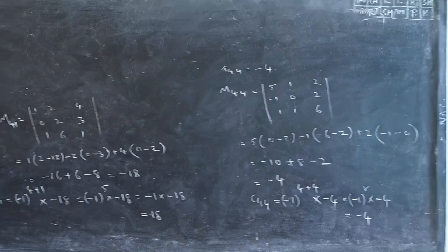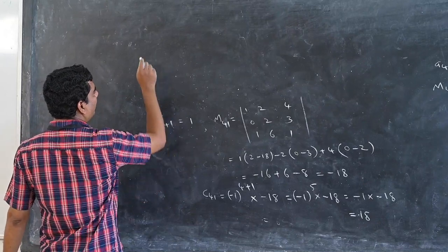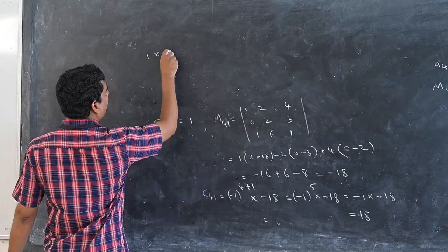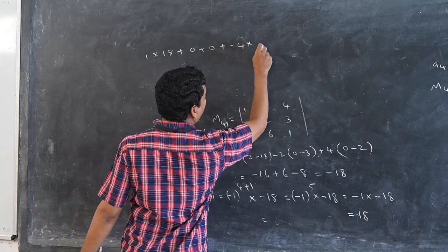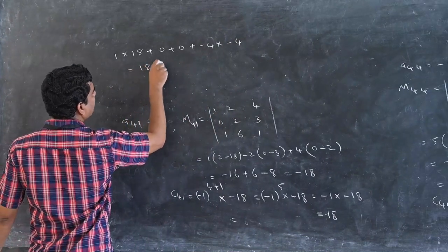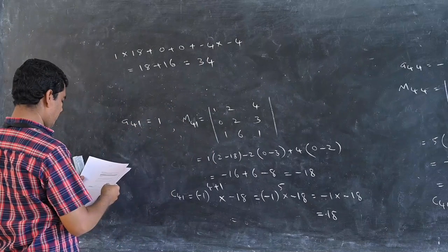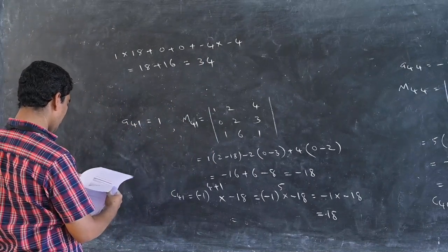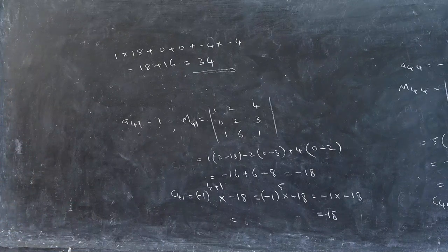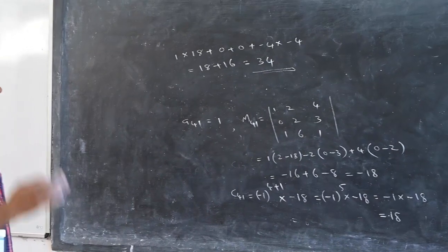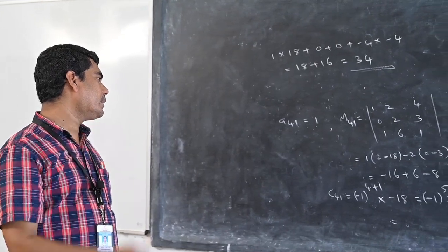Now, the determinant of this matrix using the fourth row is A41 into its cofactor, 18, plus next is 0, plus A44, minus 4, into its cofactor, minus 4, is equal to 18 plus 16, which is equal to 34. This is the determinant of this square matrix of order 4. We find it using the fourth row. Using the fourth row, it is easy to find the determinant.